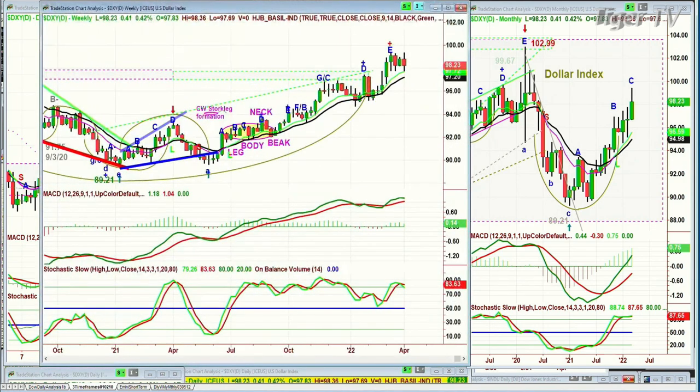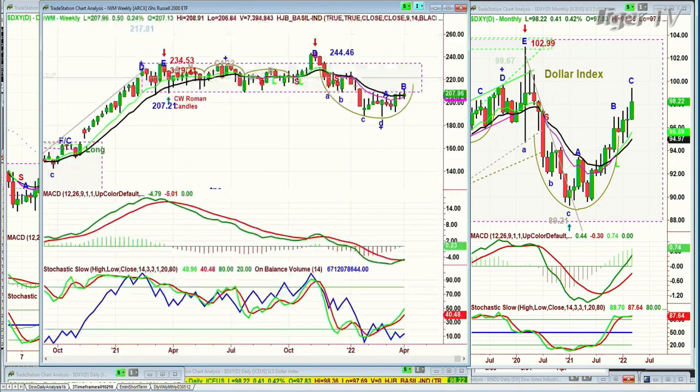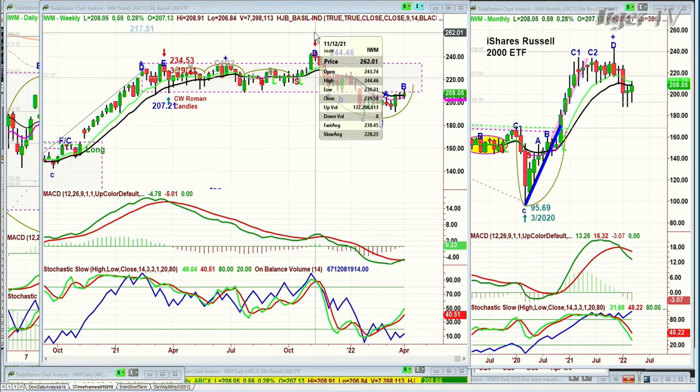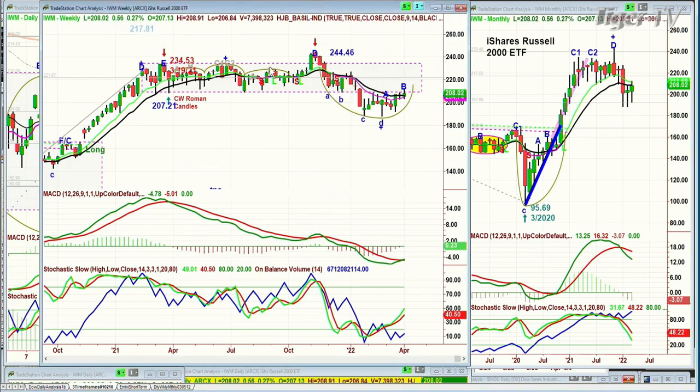Let me show you this. This is the IWM Russell 2000. Look at that long, narrow rectangle formation. It lasted from back in March, 234.53 down to 271. And it stayed that way all the way until it spiked up to a peak D at 244.46. I should have put the date in. On the week of the 12th of November, pull back.